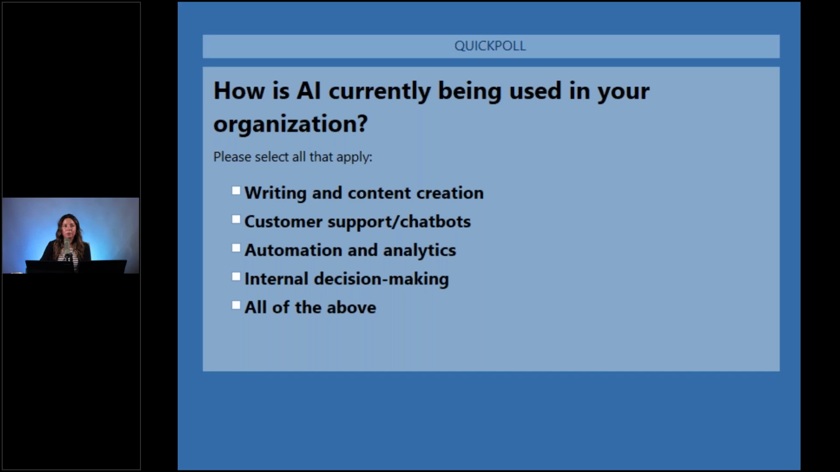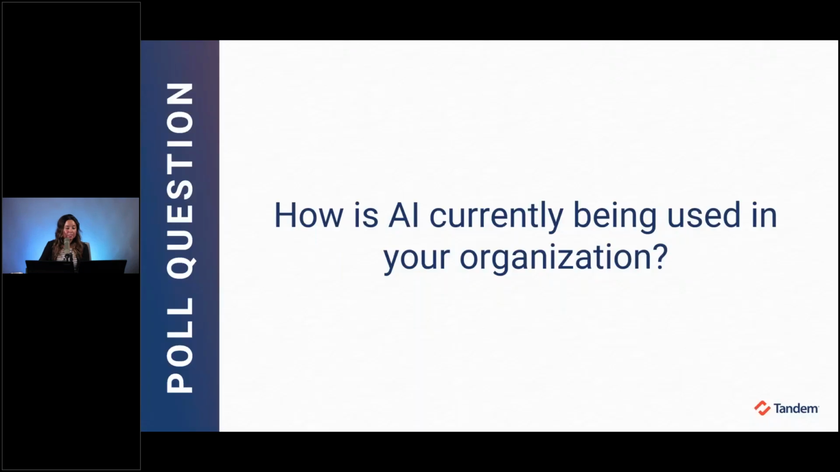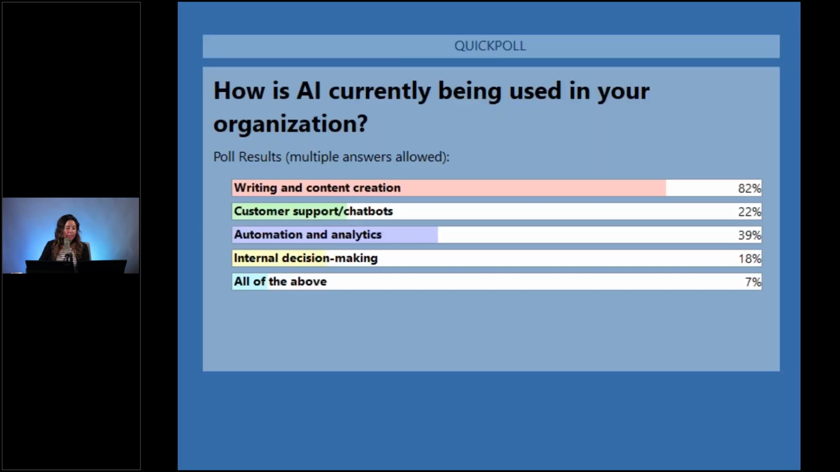Oh, yeah, and our answer choices: writing and content creation, customer support chatbots, automation and analytics, internal decision making, or all of the above. Okay, we're seeing a lot in writing and content creation, and that's what I would expect. Some with automation and analytics, customer support and chatbots. Okay, we have about 72%. And if you're seeing the results right now, we have 82% that are using it for writing and content creation.